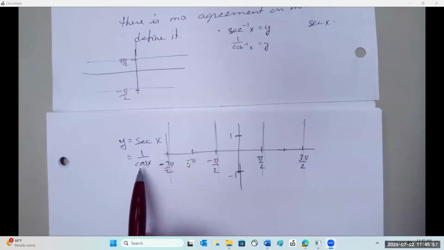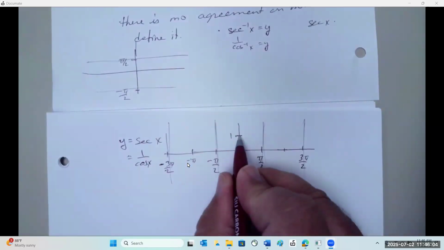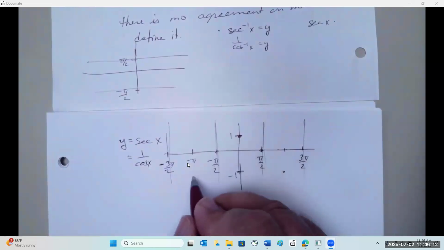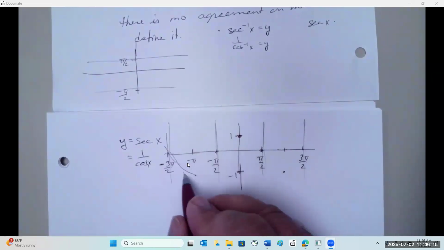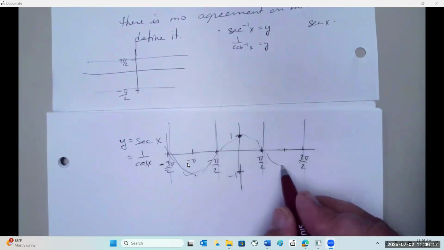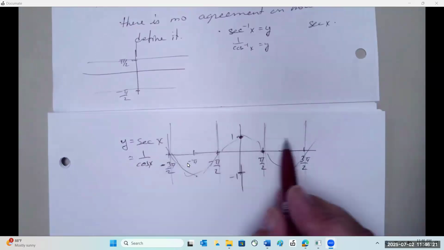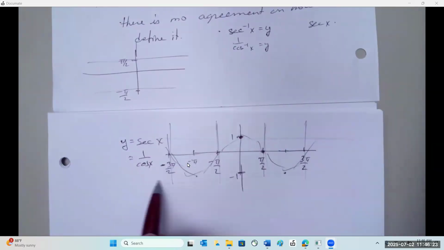Easiest way is let's look at the graph of the cosine function. When x is 0, it's 1. When it's pi over 2, it's 0. At pi, it's negative 1, and so on and so forth. It looks like this. This is the cosine function. It has bounds vertically from positive and negative 1.